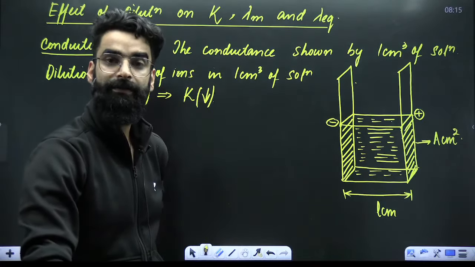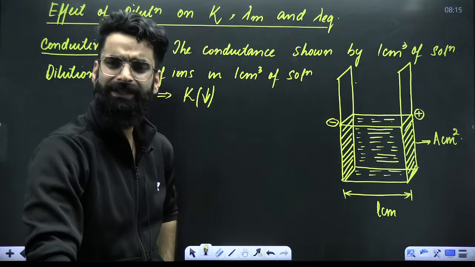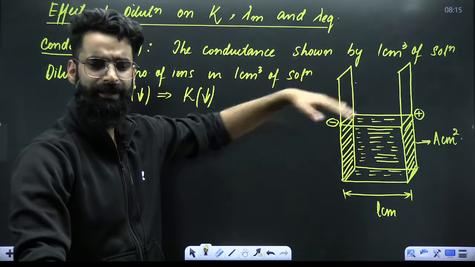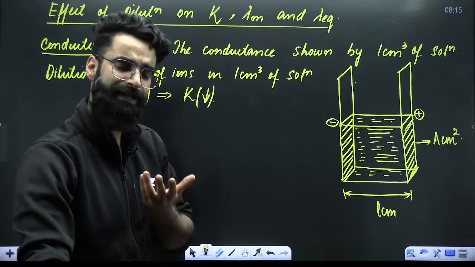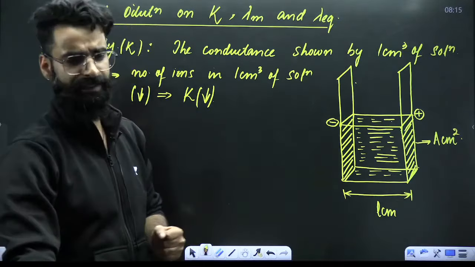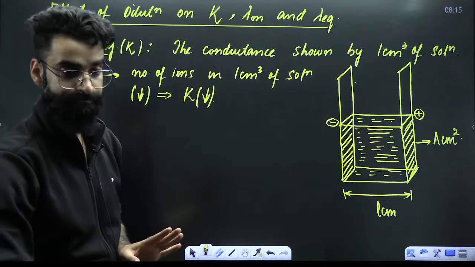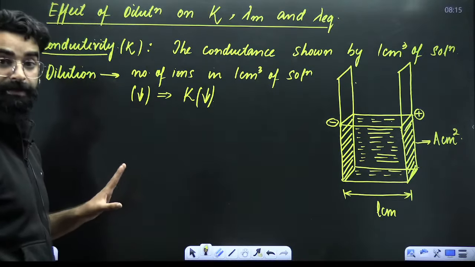Because what is conductivity? It is the conductance shown by all the ions in 1 centimeter cube of solution. If in 1 centimeter cube of solution, number of ions are decreasing due to dilution, that automatically tells you the conductivity is decreasing with the dilution. Perfect. So this was your conductivity part.